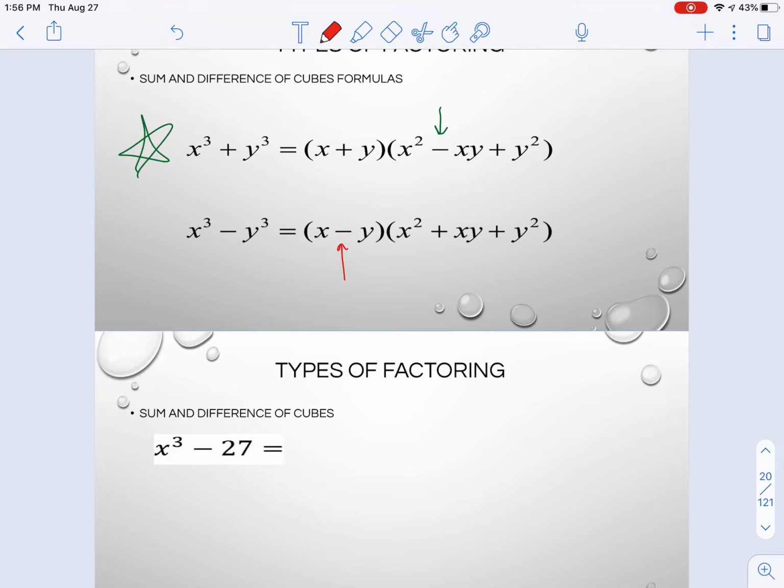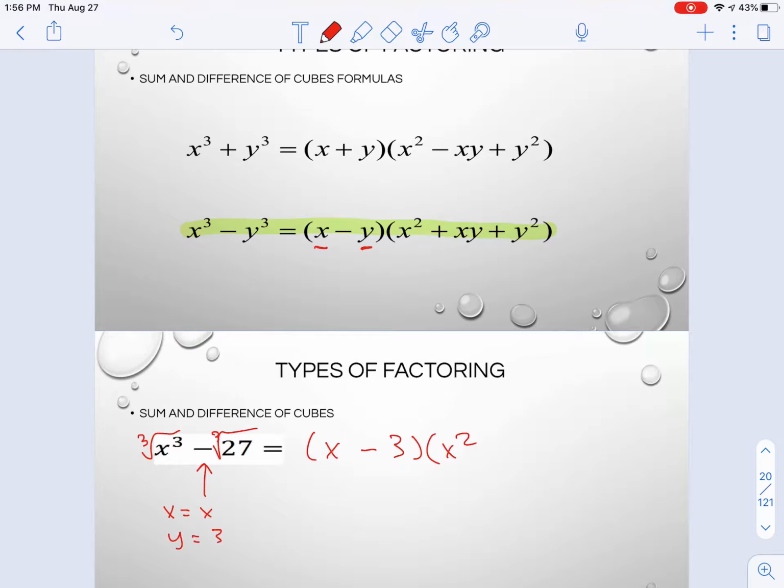Okay, so let's try it here for the first one. We'll keep the formula visible while we work. The first one is this. We're going to be looking at that highlighted formula because it's subtraction. If we do the cube root of that, that's going to give us these two things. The cube root of x cubed is x, and the cube root of 27 is 3. So essentially, x equals x in the formula above, and the y value in the formula above equals 3.